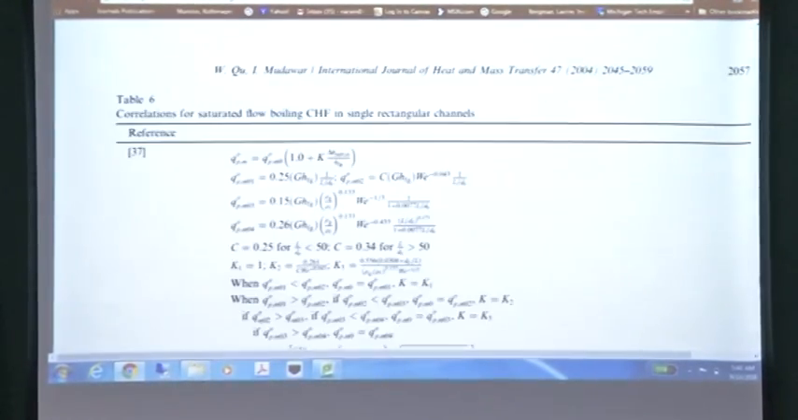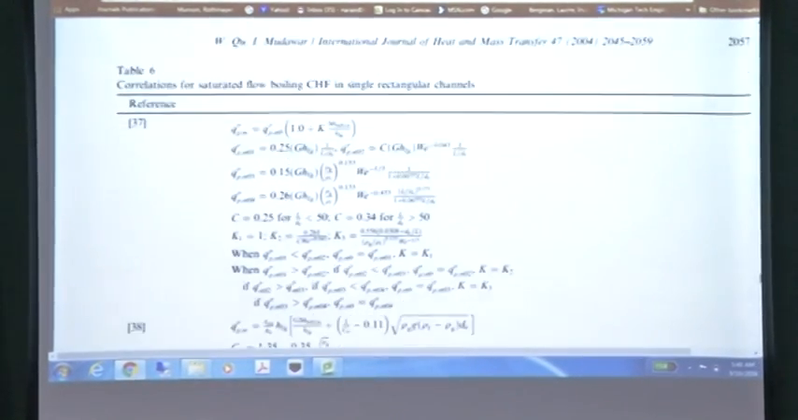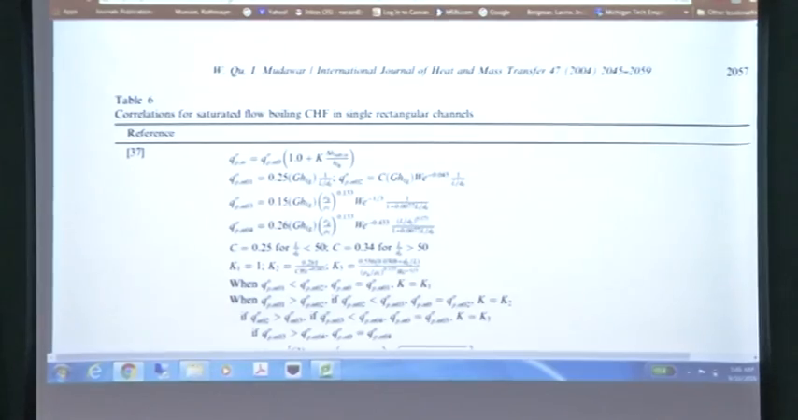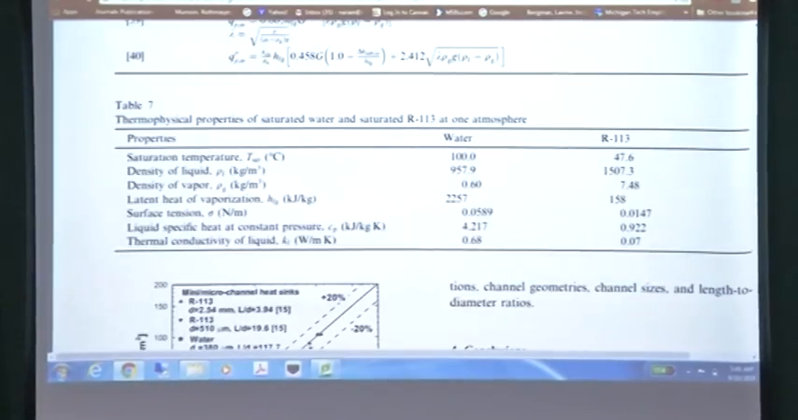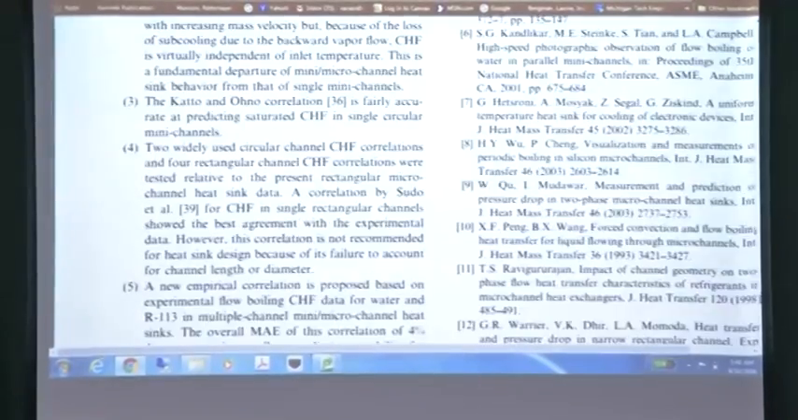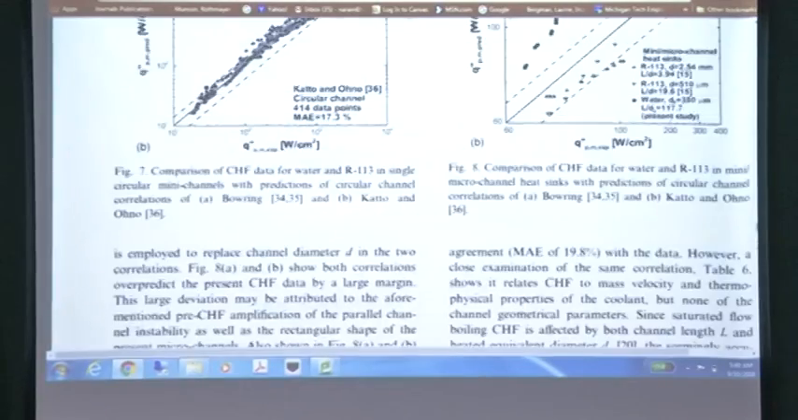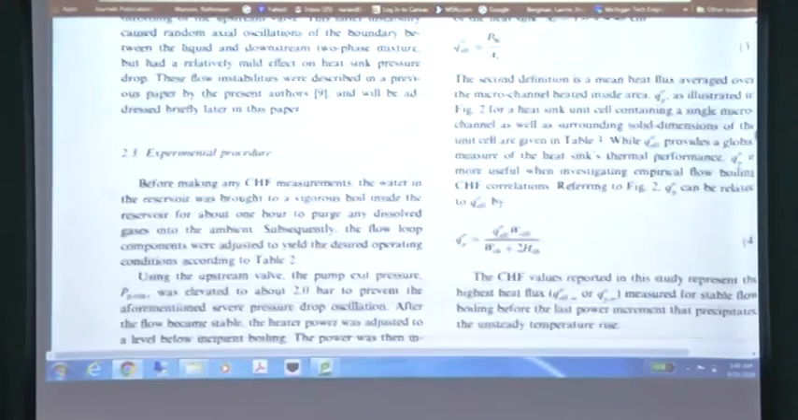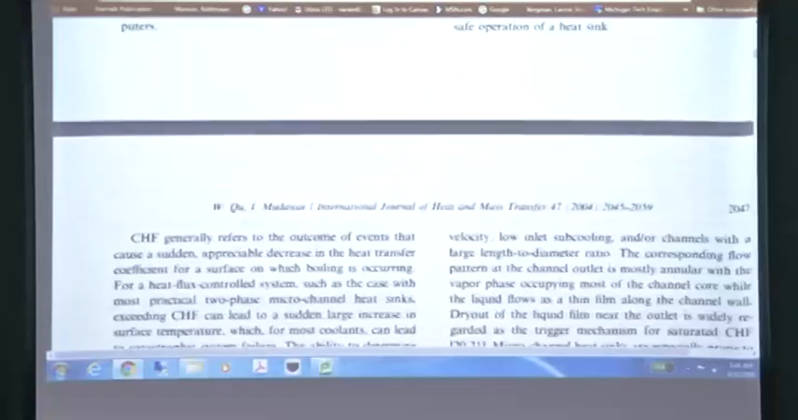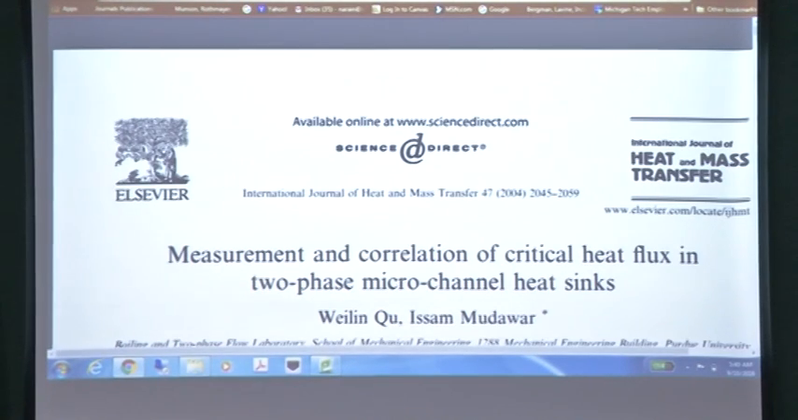So this particular one, he has a bunch of other references for rectangular channels, and I'm not going to go into a very detailed quantitative estimate. As I told you, these are estimates that you need to keep in mind when you're designing, and be open about it, that they are not exact.